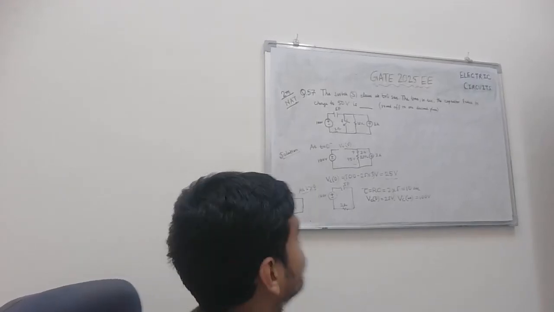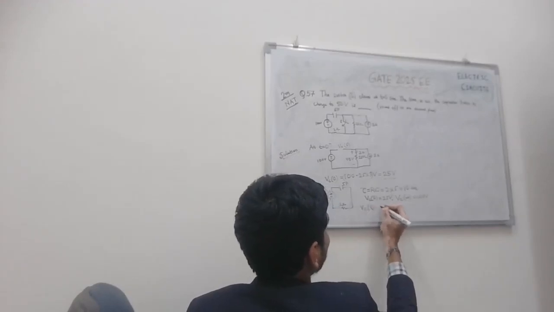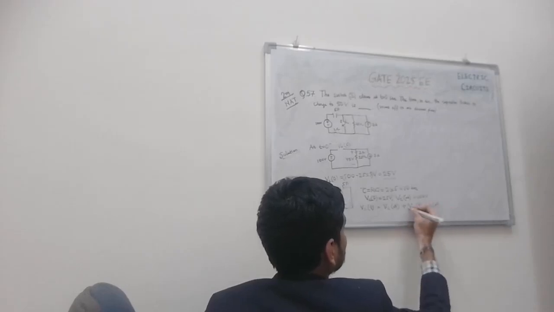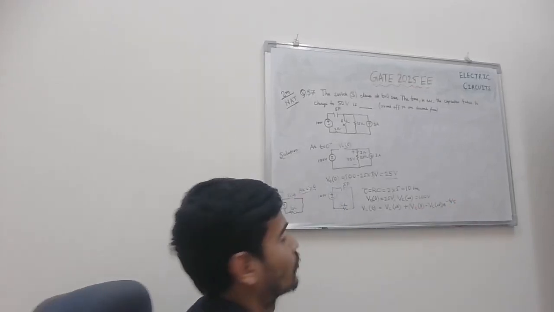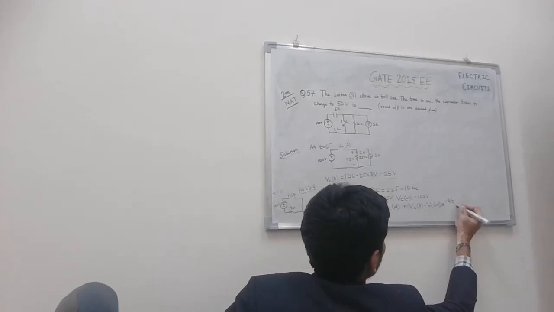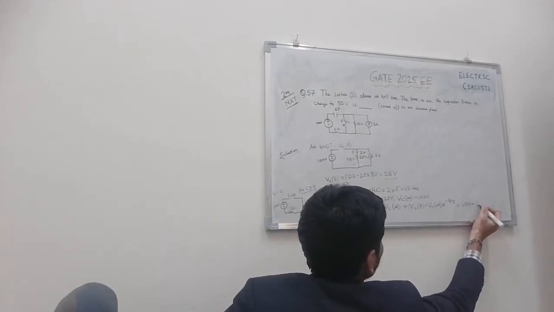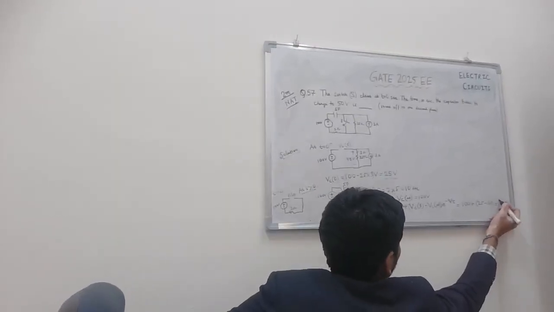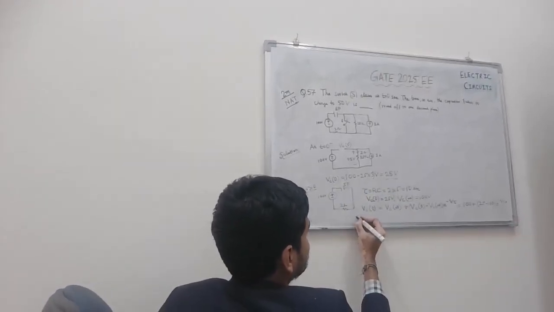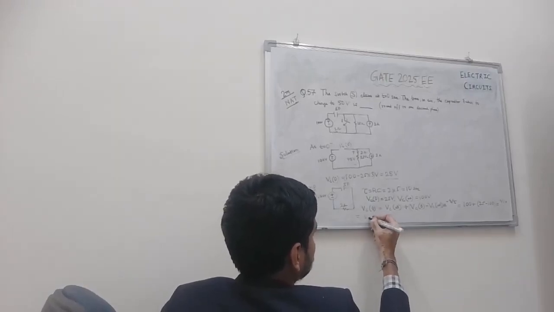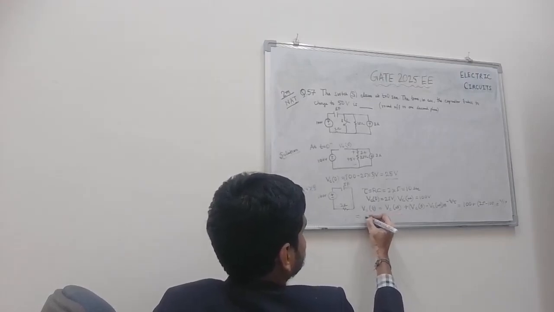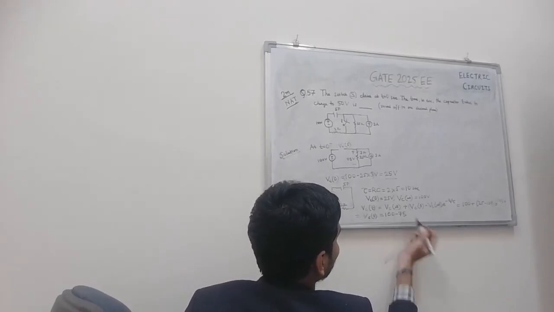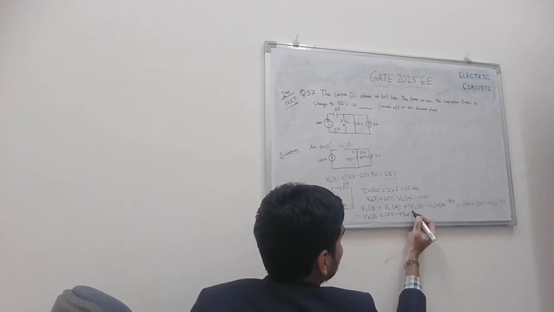Now we have the first order transient equation: v(t) equals v infinity plus v(0 minus) minus v infinity, times e to the power minus t by tau. Putting in 100 for the final value and 25 for the initial value, and tau equal to 10, v(t) becomes 100 minus 75 e to the power minus 0.1 t.